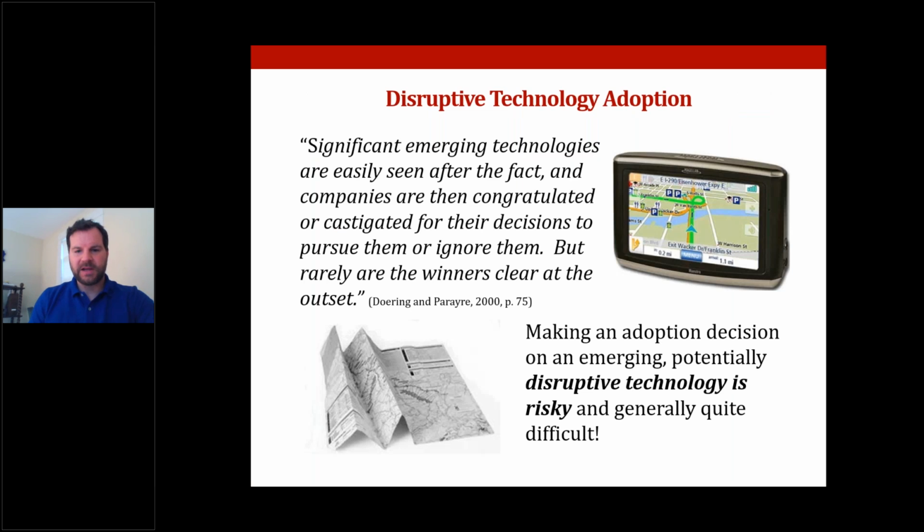And again, you're going to see in my slides that I've got some examples of prior disruptions. We still have paper maps, but obviously when we're driving, if possible, we'll use GPS now. So significant emerging technologies are easily seen after the fact, and companies are then congratulated or castigated for their decisions to pursue them or ignore them. But rarely are the winners clear at the outset. Now, this quote is from 21 years ago, but I think it still certainly holds true, and I think there's a lot of lessons that can be learned from a quote like this and from the emerging technologies that they were referring to at the time. So for a company, making an adoption decision on an emerging and potentially disruptive technology is risky and generally quite difficult.